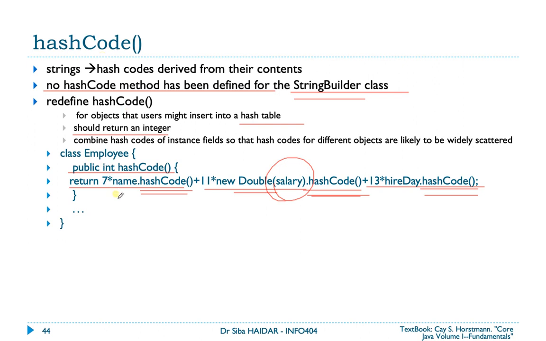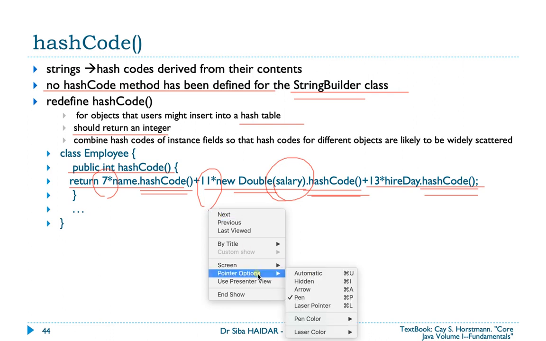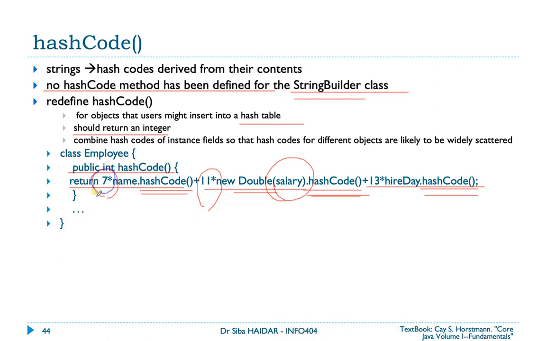So what are we doing here? We are multiplying by prime numbers. 7, 11, let me change the color of the pointer. Pointer options, pen color, blue. So I am multiplying by 7, then I multiply the hashCode of the salary by 11, then I add it, then I multiply the hashCode of the hire day by 13. Those are prime numbers. Why? In order to scatter the hash code, in order not to have the same hash code from two different states.